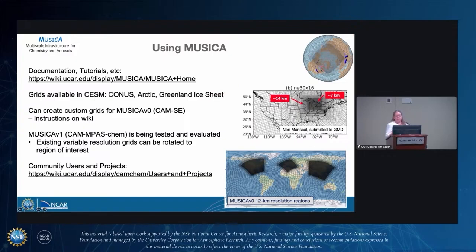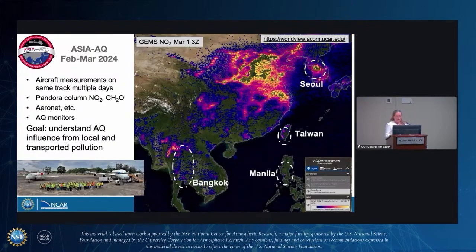And you can make your own grid, such as Nori Mariscal, who just received her PhD at Wayne State, made a grid of 7 kilometers over Michigan and 100 kilometers for the rest of the globe, so you can look at a very small region with a refined grid, and you can even make multiple grids within one. As I said, Musica V1 is being tested.